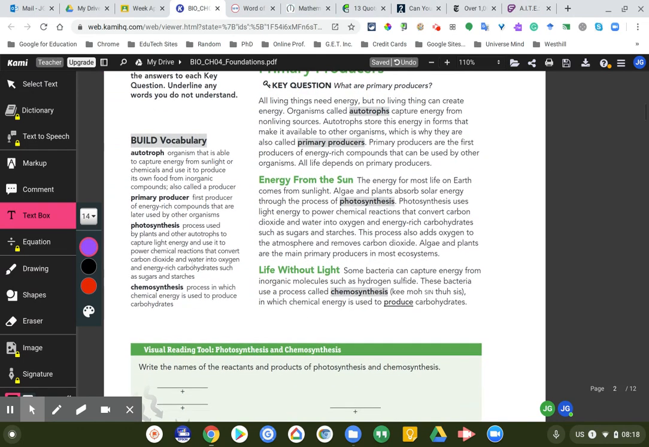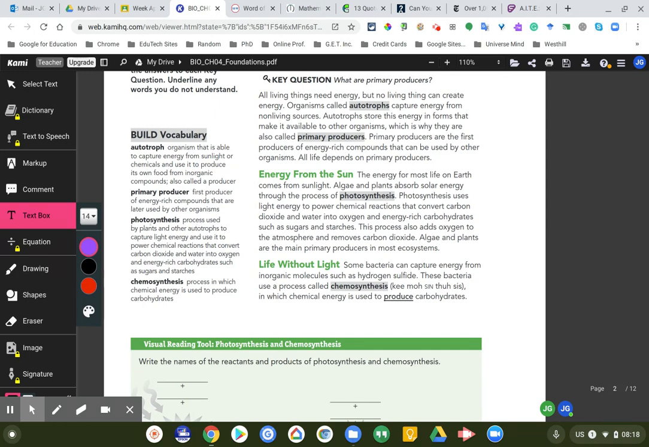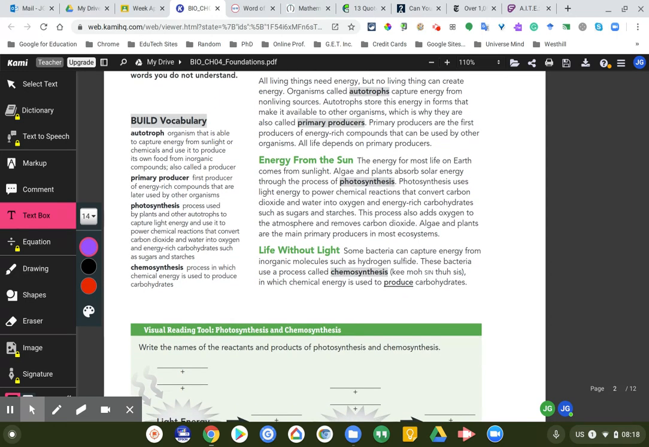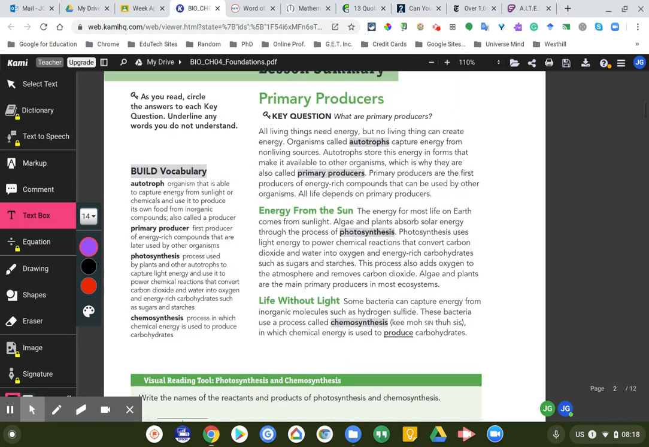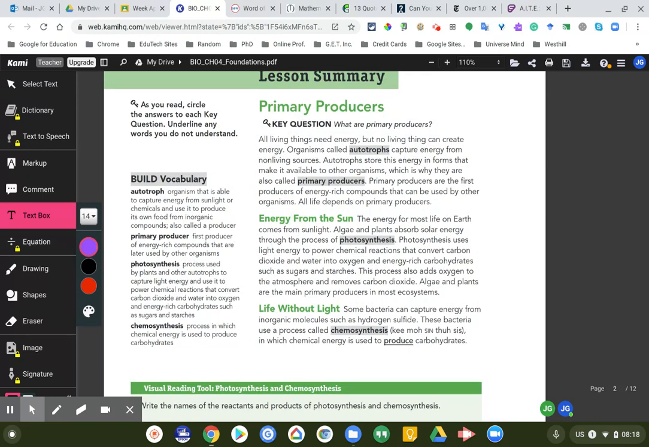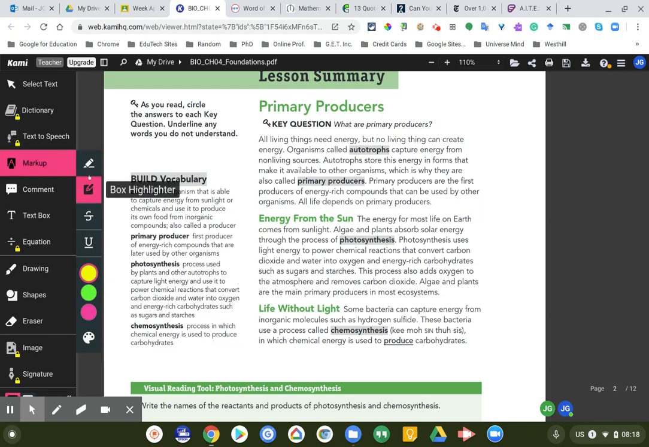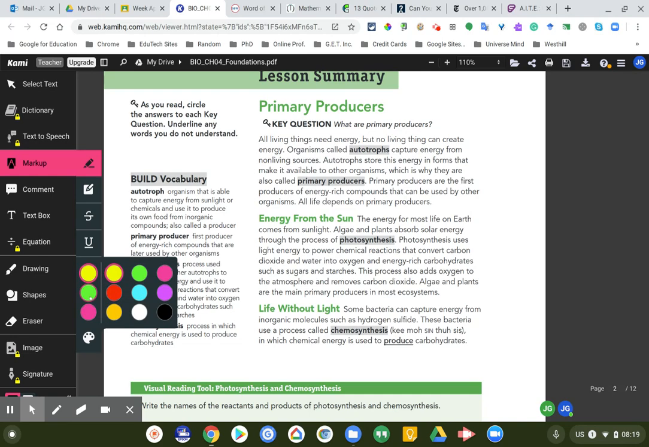I also have some other words over here. Photosynthesis: the process used by plants and other autotrophs to capture light energy and use it to power chemical reactions that convert carbon dioxide and water into oxygen and energy-rich carbohydrates such as sugars and starches. So we know, obviously, that photosynthesis uses light energy to power chemical reactions that convert carbon dioxide. We already know this stuff, okay? That's over here. Let's see if I can highlight this. I'm going to highlight it in green, okay? So photosynthesis is very important here. We have this, okay? We can highlight that in green.